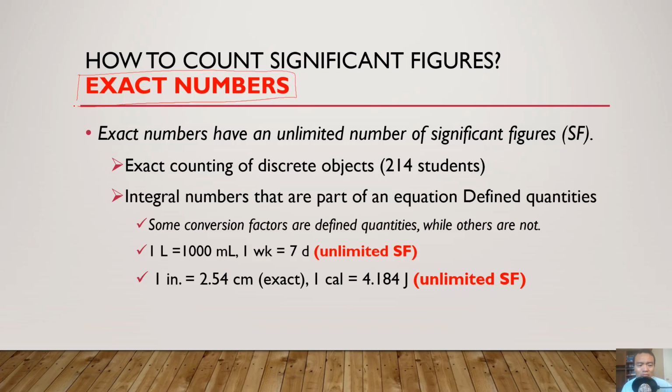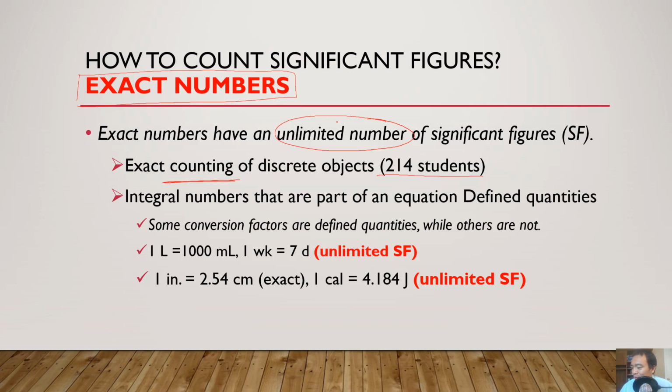Exact numbers come from 2 major sources. The first one is by counting. For example, I have 24 students inside the room. Or you might have 214 students. Or you might have 1,000 students. It doesn't matter. All of them will have an unlimited number of sig figs. Or some textbook might say it's useless to talk about the sig figs for those numbers.